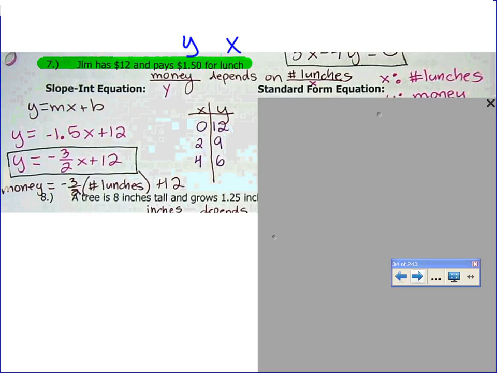Any questions? Well, go ahead. Yes, yes. Y is money. If you wrote down cost of lunch or price of lunch, that's fine. That still means money. Okay. But whenever you labeled X and Y, did you label them as like the words? Okay, you can't say that. You could say lunch price depends on number of lunches.